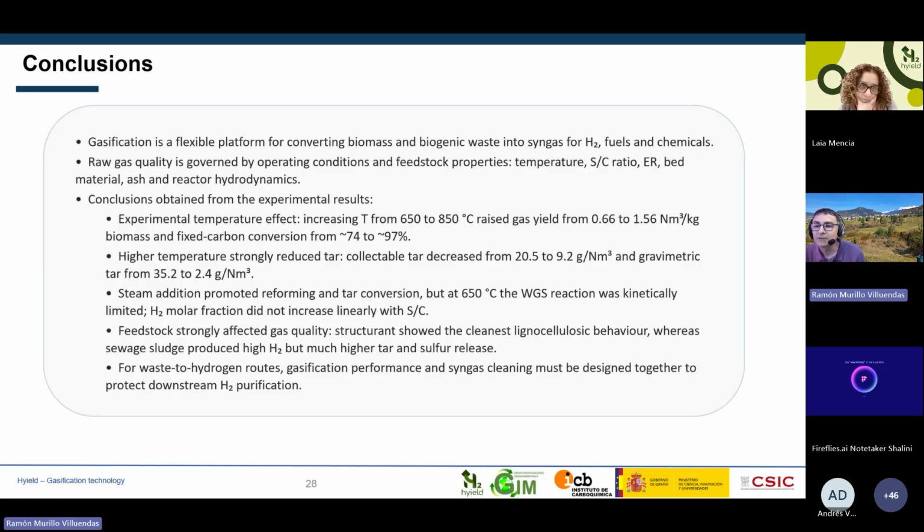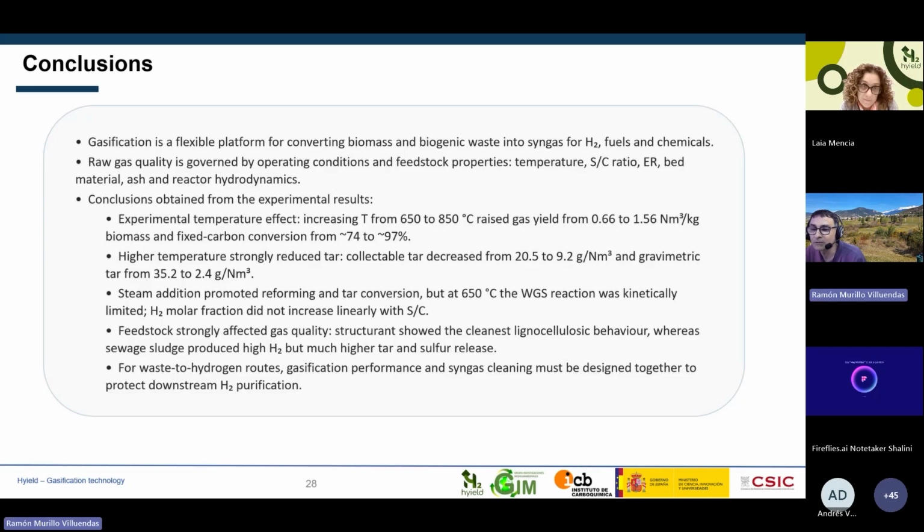Finally, to conclude gasification, we can say that gasification is a flexible platform for converting biomass and biogenic waste into syngas, which can then be used for hydrogen, fuels, or chemicals. The key point is that syngas quality depends strongly on both operating conditions and feedstock properties. Temperature, steam to carbon ratio, equivalence ratio, bed material, ash composition, and reactor hydrodynamics all influence gas composition, tar formation, carbon conversion, and contaminant release.